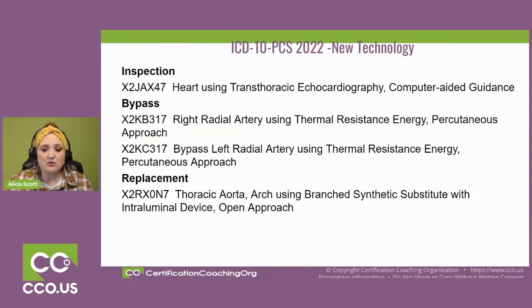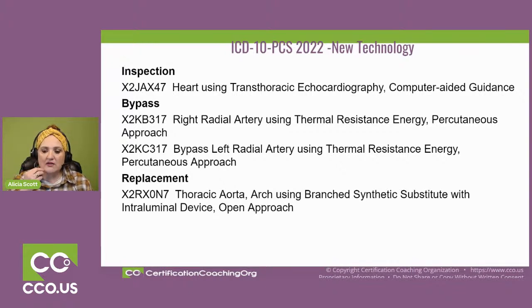Then we're still working on the cardiothoracic area bypasses, right and let's see, right radial artery using thermal resistant energy percutaneous, and then bypass. I should have taken the bypass out, but left radial artery. So we have the right and we have the left, and the only way that we can get into them with this code is percutaneous approach. And then we also have a replacement. Did you even know they can replace the thoracic artery arch? Wow, I didn't even know that you could do that.